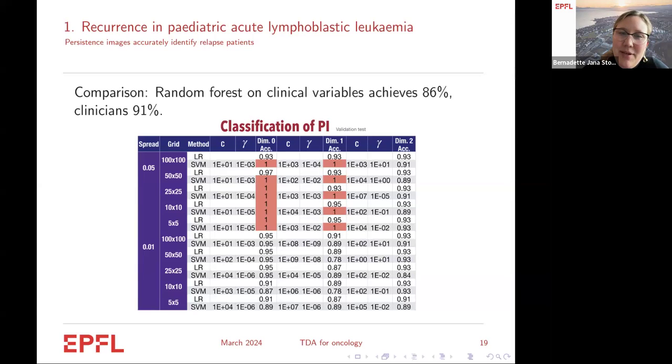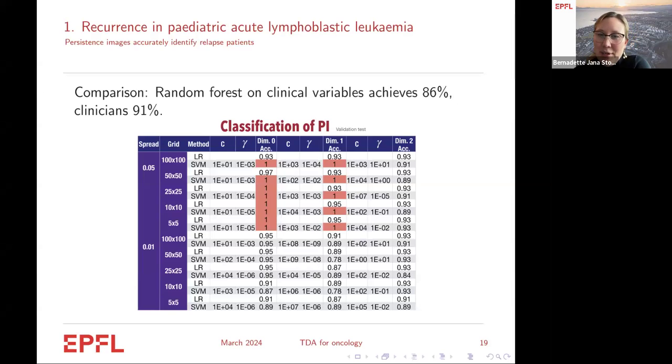But we were quite happy with this because if you do a random forest on clinical variables, so you look at, for example, mutations, age, and variables like that, so very simple summaries of these patients, then you only achieve 86% accuracy when predicting who is at risk of relapse. And if you look at the flow cytometry data with the method that the clinicians use in the 2D projection, then they get 91% accuracy. So it seems that we're really capturing something in addition.